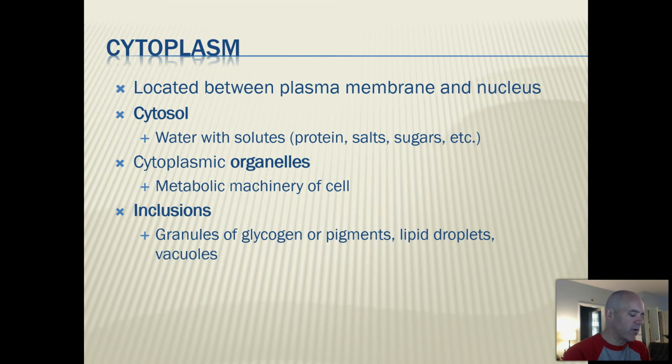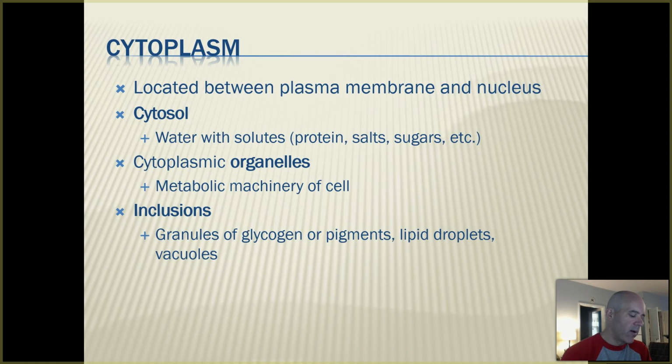All right, a little terminology. So again, everything that's between the plasma membrane and the nucleus is referred to as the cytoplasm. So that includes the fluid in there, all the dissolved substances, the solutes in the fluid, and then the organelles, these structures that have specialized jobs that we're going to have an overview about.